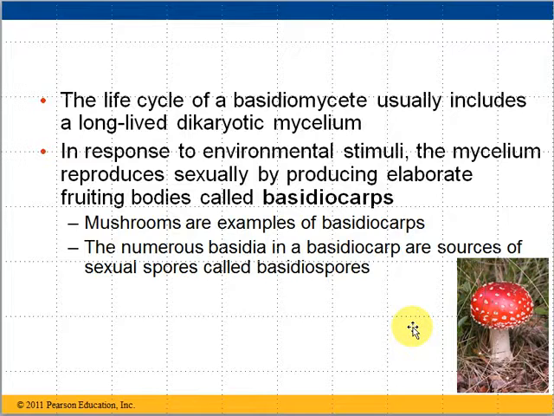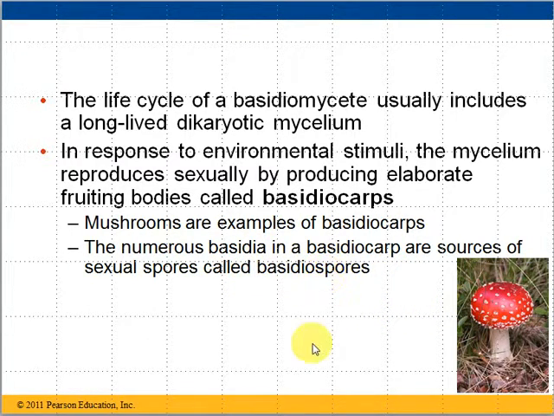The numerous basidia in a basidiocarp are sources of sexual spores called basidiospores. If you ever looked on the underside of a mushroom cap, you'll see hundreds of little fins called gills. Inside those gills are hundreds of these basidia. These basidia are producing these basidiospores that are then released.